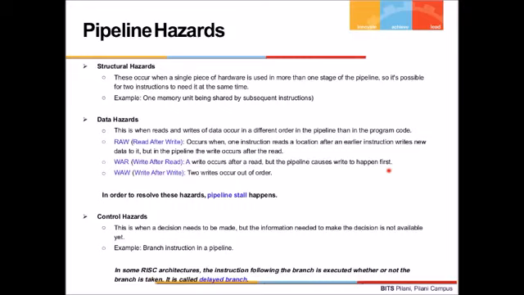So a pipeline stall has to happen. It means such cases should be detected, and then we should stall the pipeline. That means the instructions should not move in that pipeline until these conditions are resolved. Then only we should allow the pipeline to operate again.